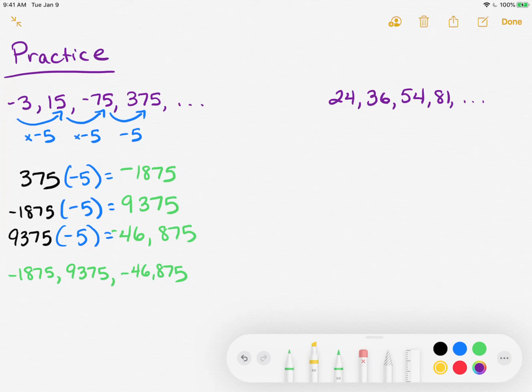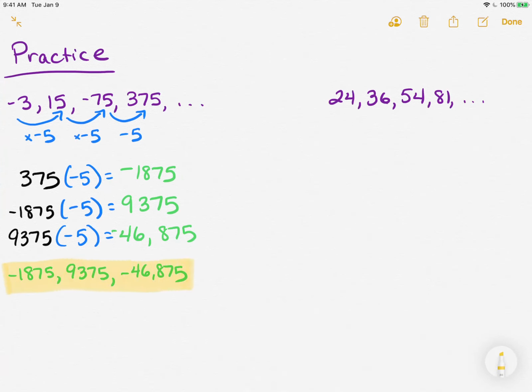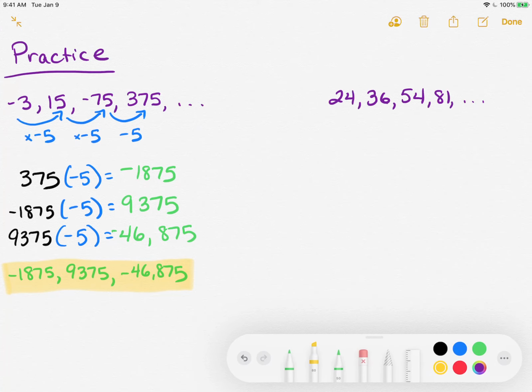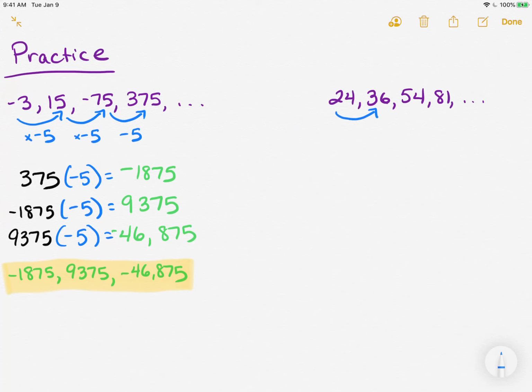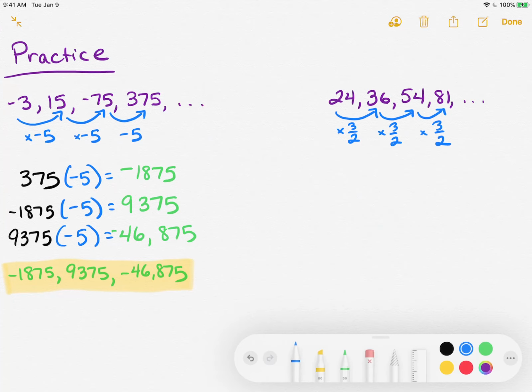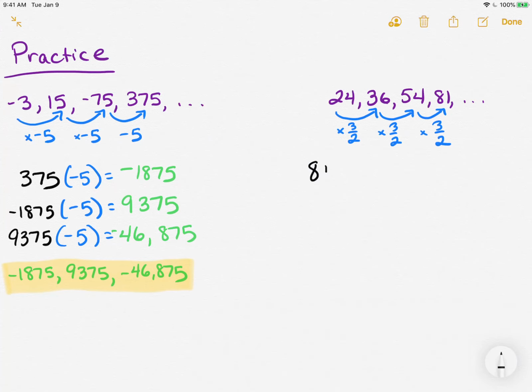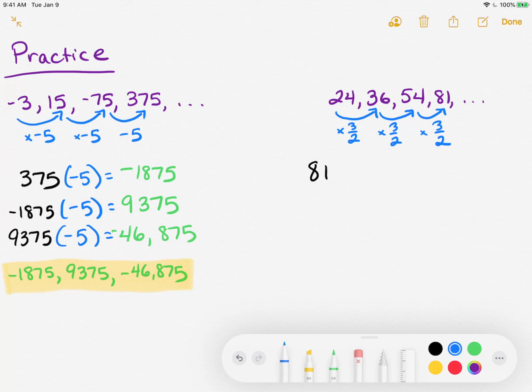That big number there. Okay, what about this one? That one was overwhelming. 3/2. If you did 1.5, that is also totally fine. I got no problem with decimals. So you could multiply by 1.5, which is probably easier to do on the calculator. It's probably easier to type 1.5 than 3/2, but I don't really care. So the next 3 terms in the sequence would be 81 times 3/2.